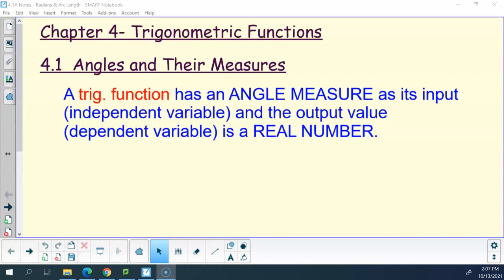Welcome to day one of trig. We'll deal with trig from now until we get done with school in the spring. Okay? So a trigonometric function, if you will, has an angle measure as its input.